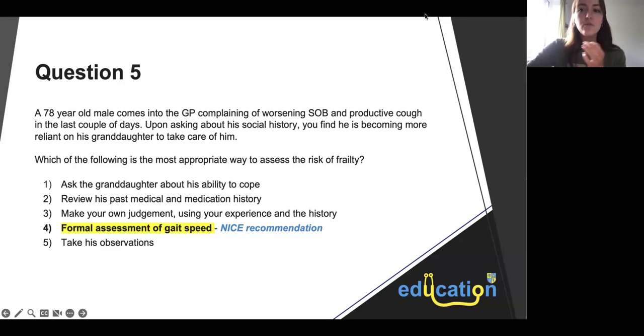If you think about what frailty encompasses, one of the things is instability and falls. So you would want to do a formal assessment of gait as part of your assessment as to whether you think this is a frail person or not. Obviously, things like past medical history, medication history, and collateral history will all be part of your final impression. But in terms of a way to actually formally assess frailty, a gait assessment would be part of that.